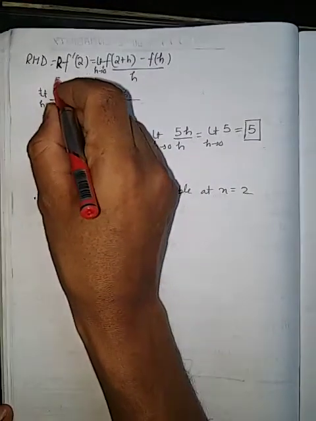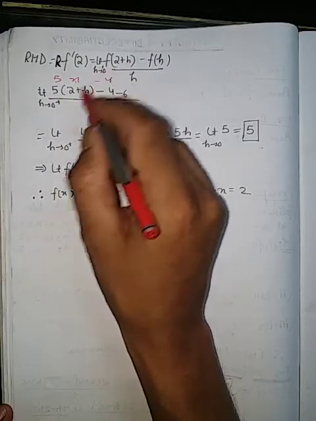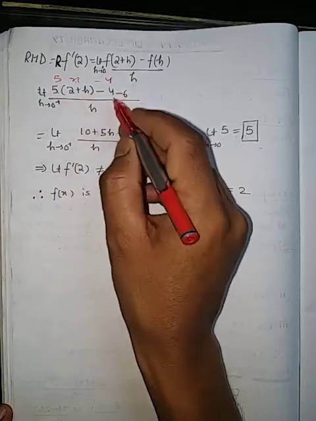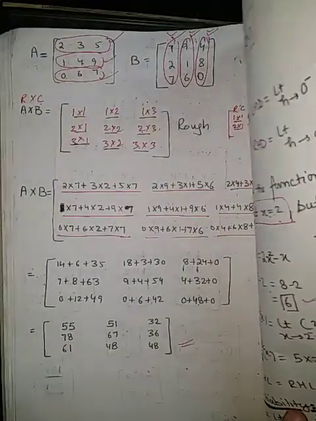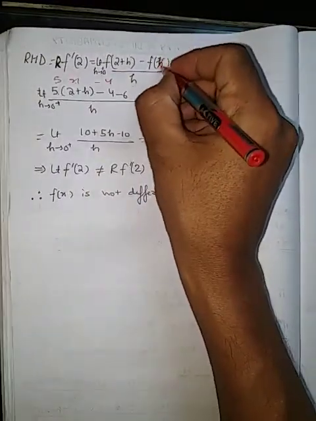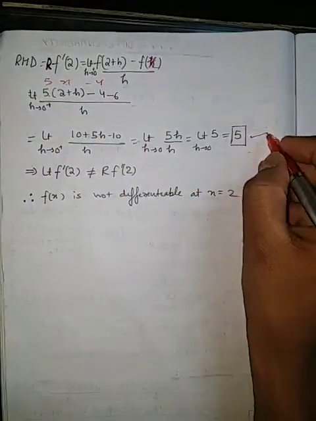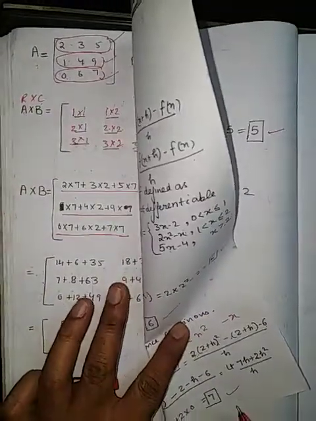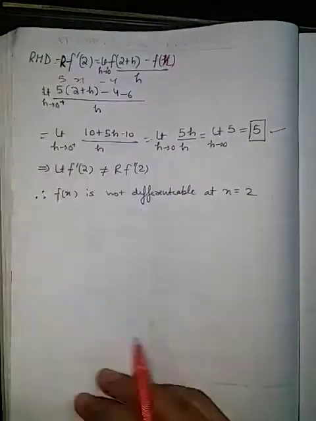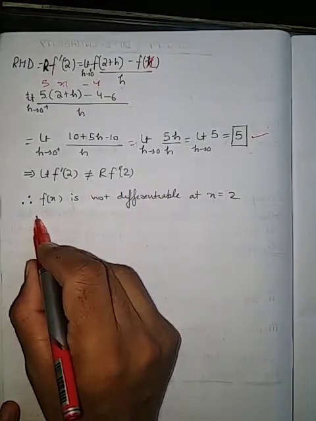So 5x minus 4. What is the value of x here? X is 2 plus h. 5 times 2 plus h minus 4, minus f(2), which is 6. Now open the bracket. After solving, we are getting 5. We can see here we have got left hand derivative to be 7, and here we are getting 5, and they are not equal, so this is not differentiable at x equals to 2.